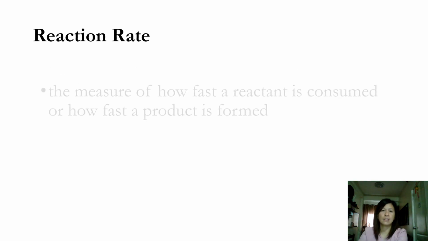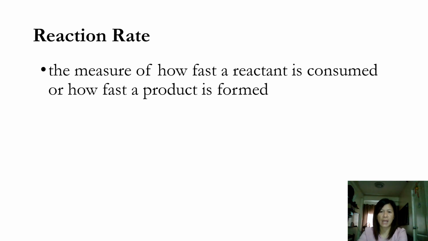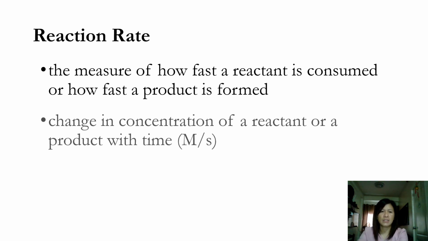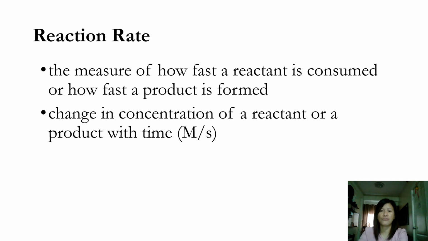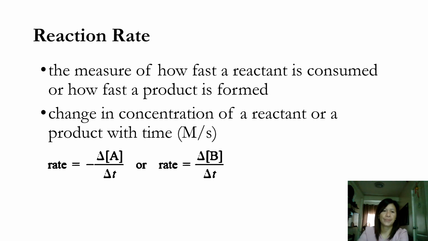Reaction rate is the measure of how fast a reactant is consumed or how fast a product is formed. This is the measure of the change in concentration of a reactant or a product over time. So concentrations of reactants and products in a chemical reaction, when we talk about reaction rate, are expressed in molarity or capital M. And second, for time.